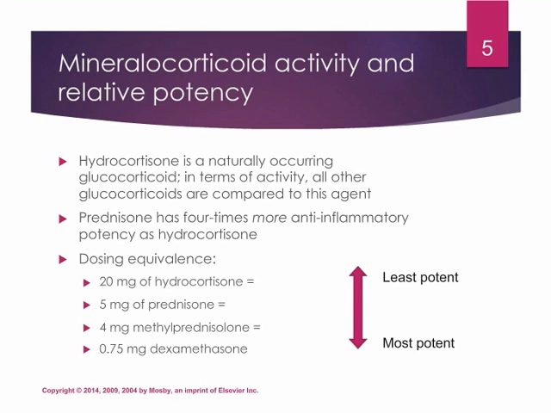Hydrocortisone is a naturally occurring glucocorticoid, and in terms of the activity of all the glucocorticoids, the agents are all compared to hydrocortisone. So something to keep in mind is that prednisone has 4 times more anti-inflammatory potency than hydrocortisone does. And if we're curious on dosing equivalents, this chart that I've created here helps you understand which dose of each glucocorticoid corresponds to another agent's dose and how they are ranked from least potent being hydrocortisone to most potent being dexamethasone.